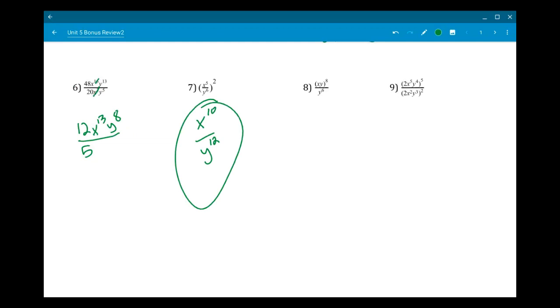For 8, we're going to get x to the 8th, y to the 8th, over y to the 6th. Cancel out 6 of those with 6 of those, and we'll have 2 left.